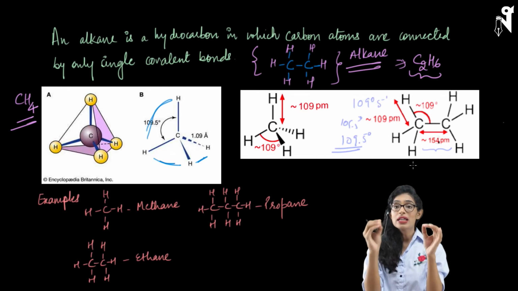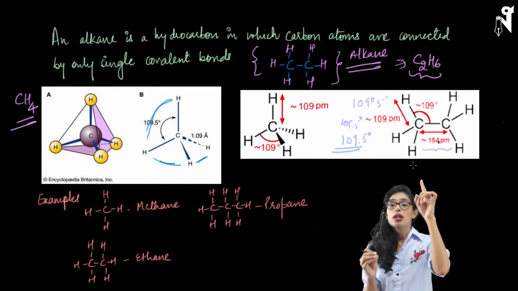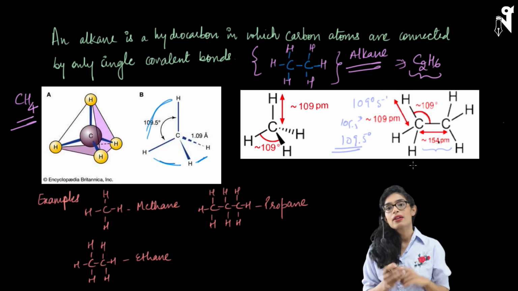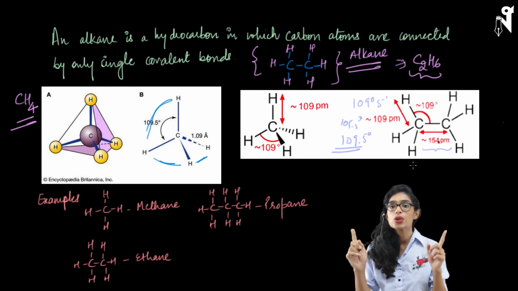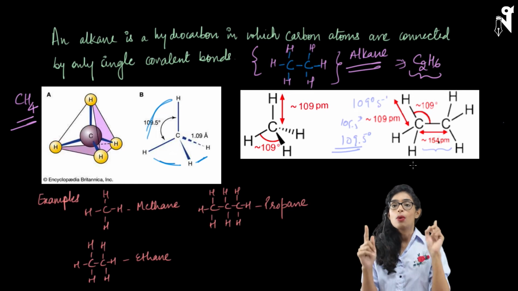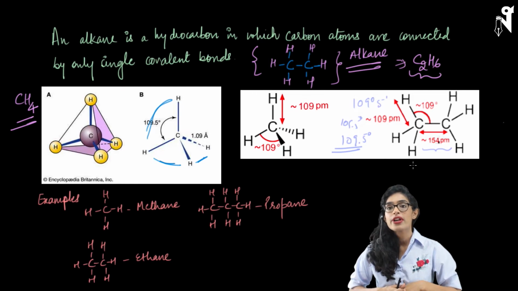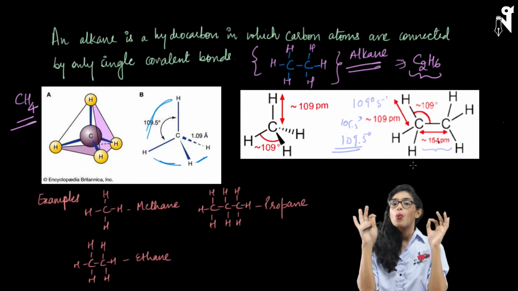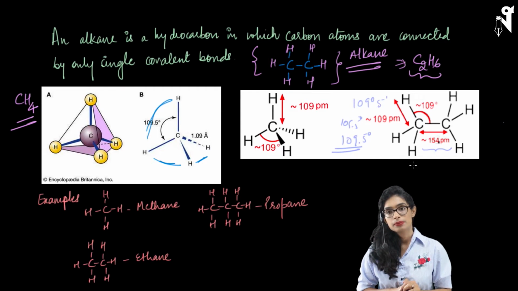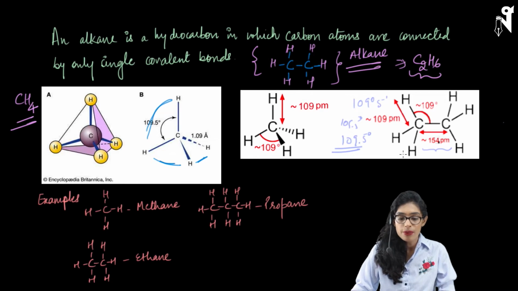Okay, so bond angle is between one carbon-hydrogen bond and another carbon-hydrogen bond, and that is going to remain fixed, 109.5 degrees always. Bond length between carbon and carbon is also going to remain fixed, 154 picometers always, no matter whichever alkane you take. So this is the representation of C2H6.